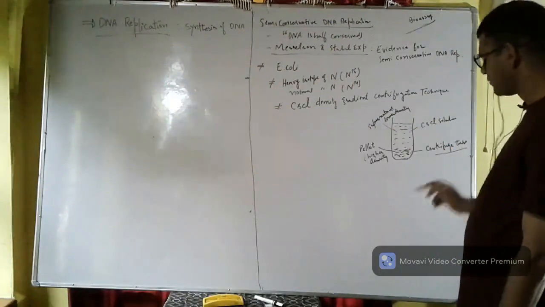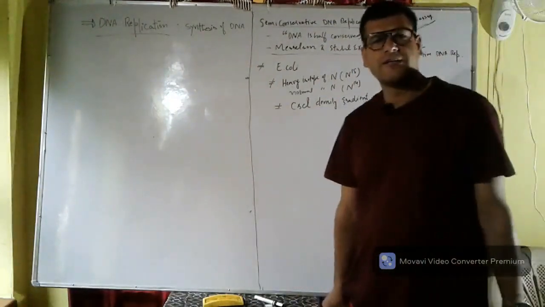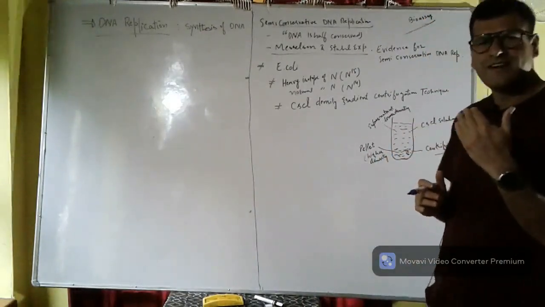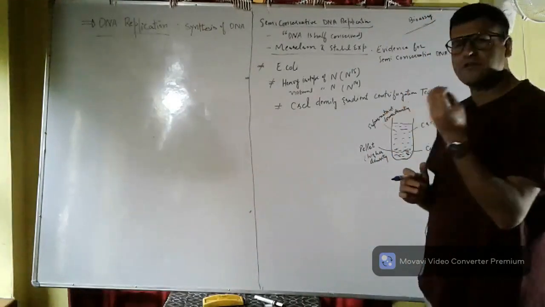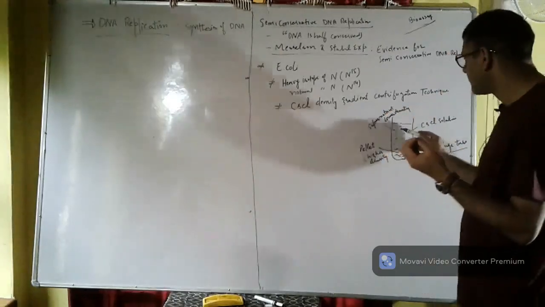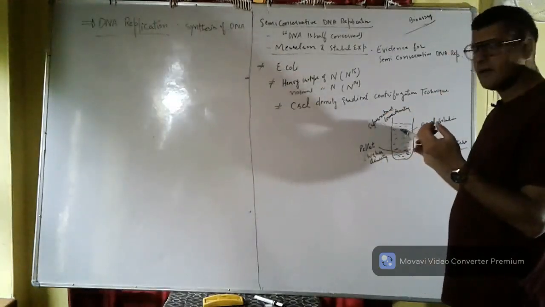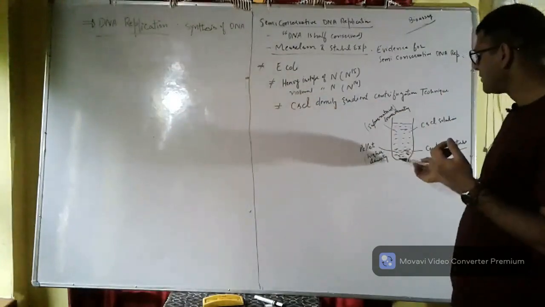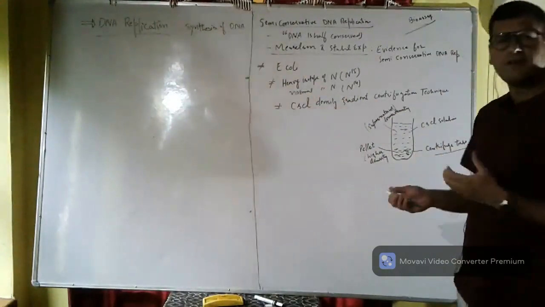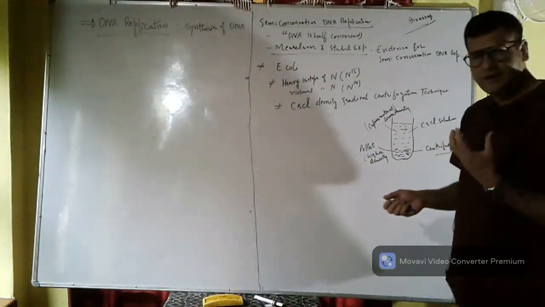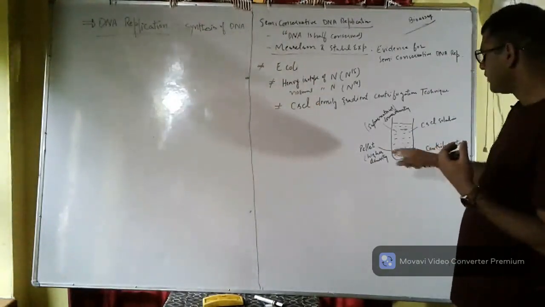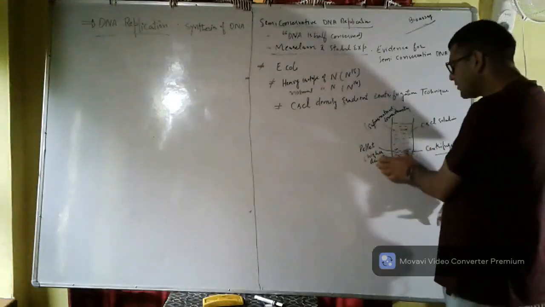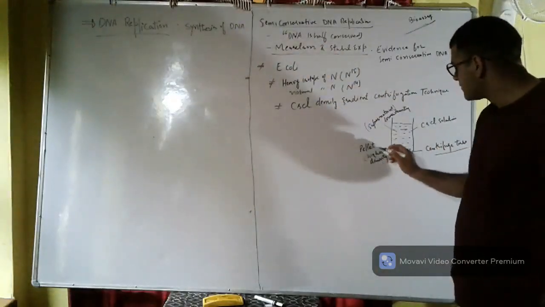So they used this cesium chloride density gradient. Gradient means difference, that means there is a difference in density. The solution which has lower density will be at the top, in the supernatant, and the solution which has higher density, more mass per unit volume, will settle at the bottom, in the pellet.